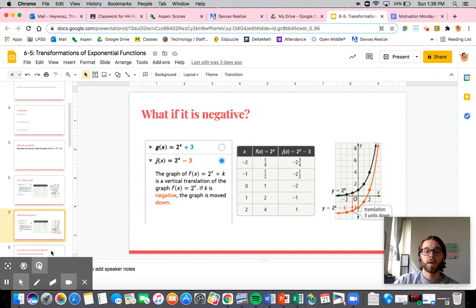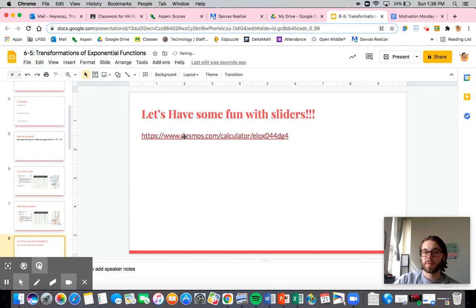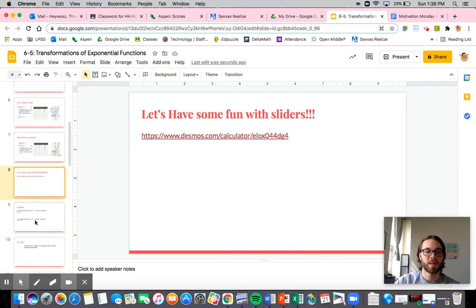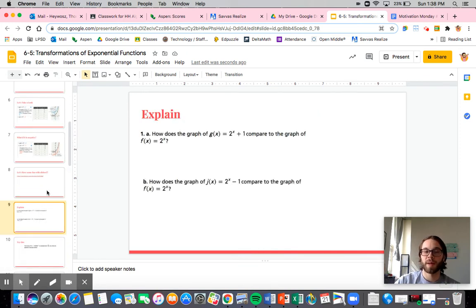Okay. So, I love a good slider. I'm going to share this in the video so that way you can play around with the slider if you would like, make some observations. But ultimately, you can explore what happens when it goes up and down. All right, so let's talk a little bit about this.